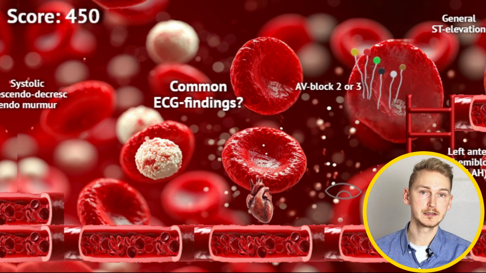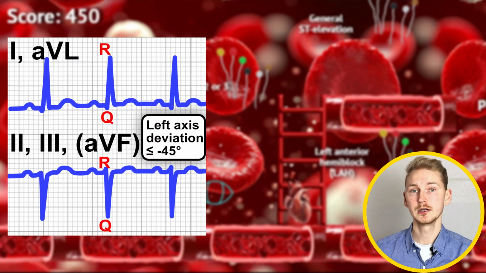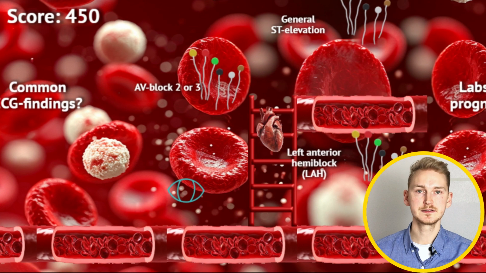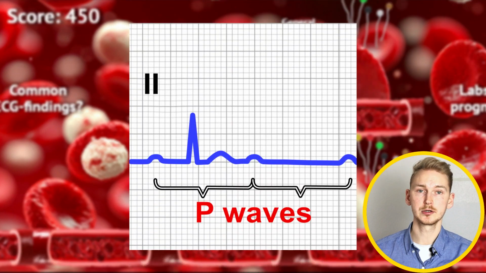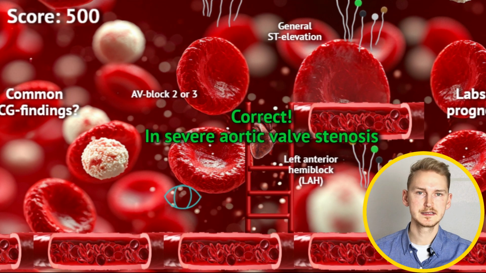Common ECG findings. You can commonly see left anterior hemiblock or left bundle branch block. A second or third degree AV block is usually seen in severe aortic valve stenosis. This is from calcification and damage to the AV node or bundle of His.